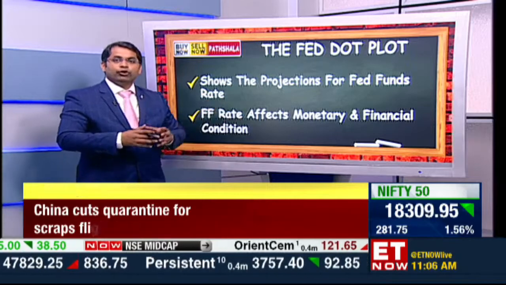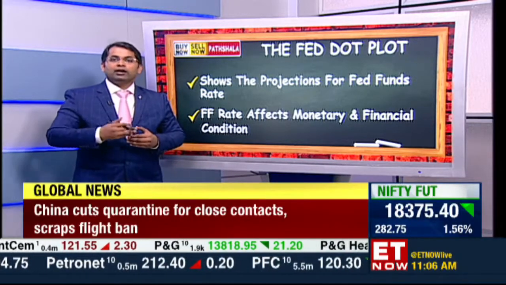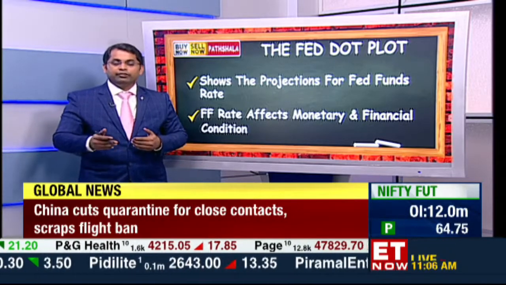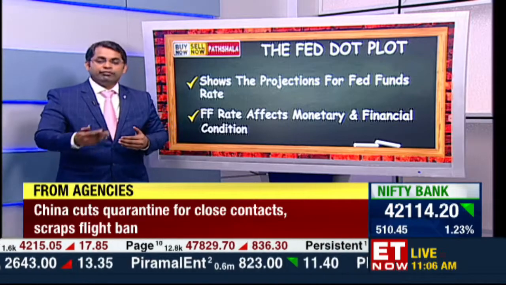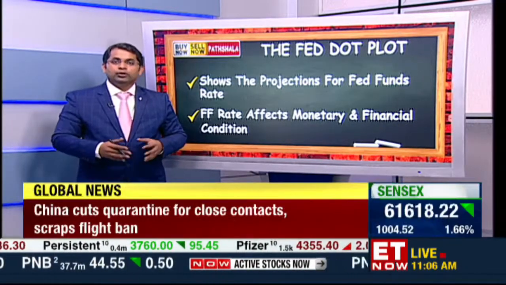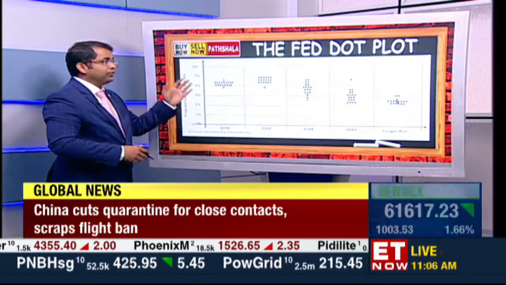It affects the monetary and the financial conditions. So it's a very, very important rate. We of course know that with the rate hikes which have happened over the last year, this calendar year, in fact, it's impacted most of the financial markets, not just the US markets, but it's sent ripples across the globe. So what exactly is the Fed plot? We'll go into the chart perspective. This is how the Fed plot works.